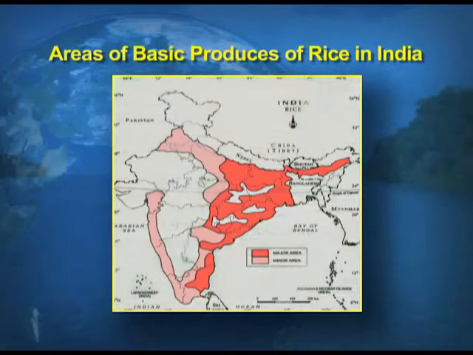Yes, here is a map, children, which shows the areas which are the basic producers of rice in India. You see the coastal areas and the northern India, which is basically the Indo-Gangetic plain. These are the areas which go for the production of rice in India. Now, we take up the second important food crop, that is wheat.